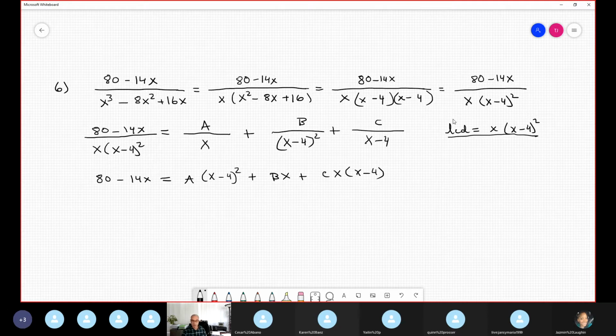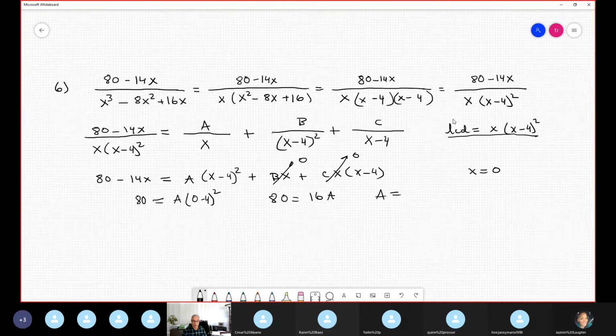Now, using smart values. Always try to use smart values when possible. One good smart value is 0. Because when you plug in 0, this guy is 0, and this guy is 0, and only A stays alive. This is 80, because 14 times 0 is 0. A times 0 minus 4 squared. 0 minus 4 is negative 4. Negative 4 squared is 16. So actually, we have 80 is equal to 16A. Therefore, A is equal to 80 over 16, which is 5. Okay, I have my first value.